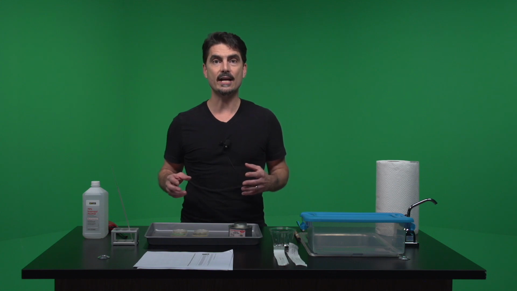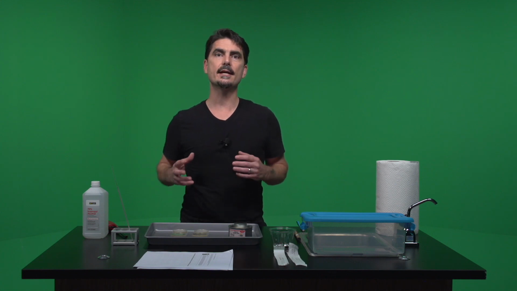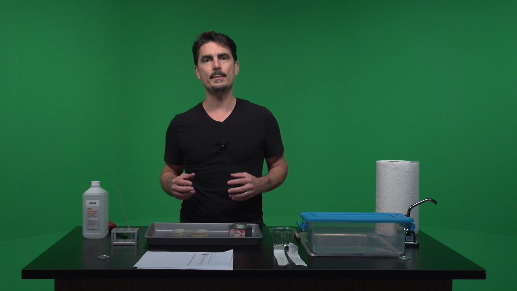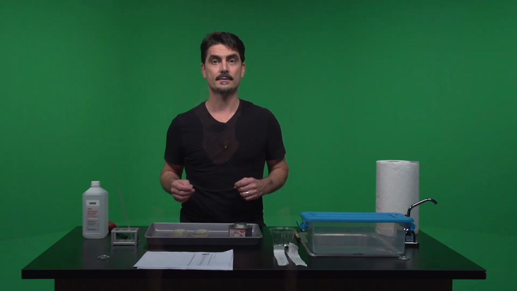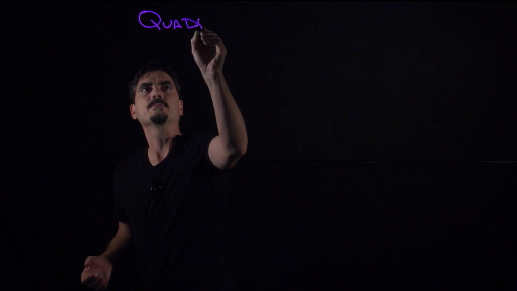So the next step is to actually do the streaking using the inoculating loop. So let's take a moment and do that on the board together, so you can practice on a piece of paper. Before we actually do a quadrant streak on a plate, we should practice on some paper. So go ahead and practice this with me. What we're going to practice are quadrant streaks.